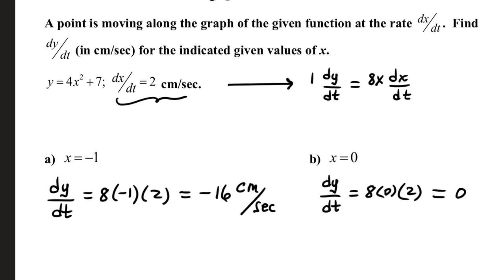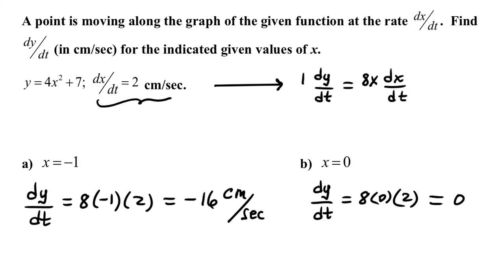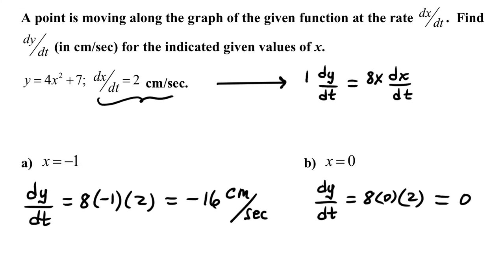In this example, this is a fresh example we did together. A point is moving along the graph of the given function at the rate dx dt. Find dy dt in centimeters per second for the indicated values of x. So our function that we're given is parabolic, y equals 4x squared plus 7.